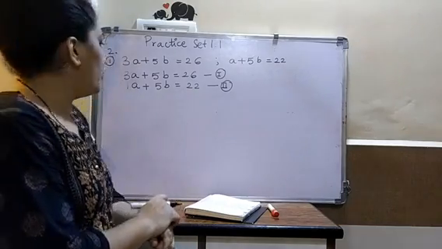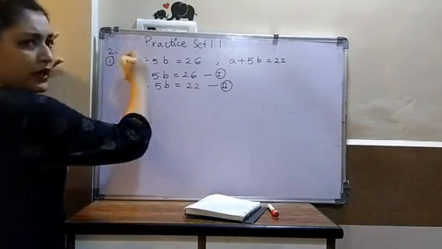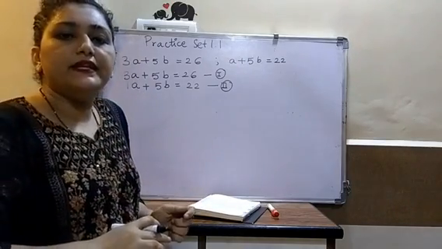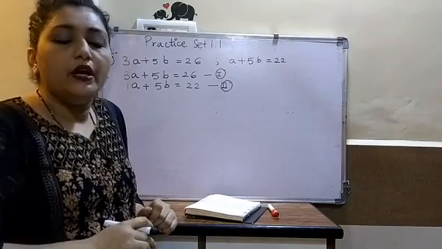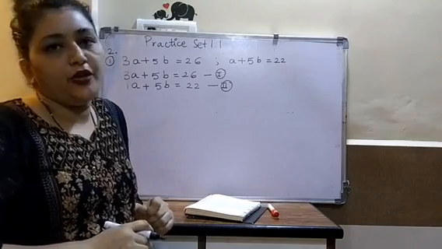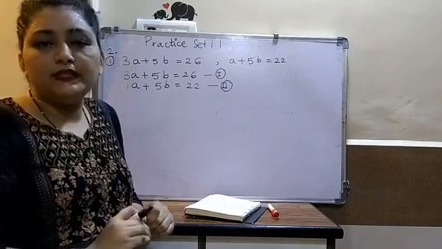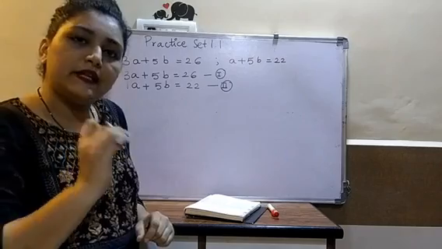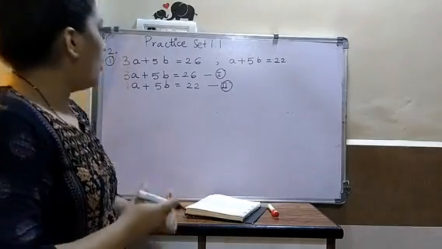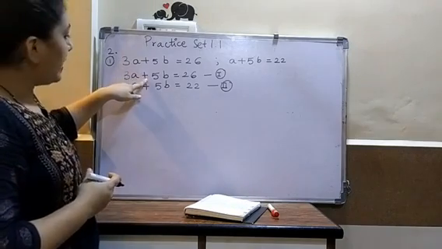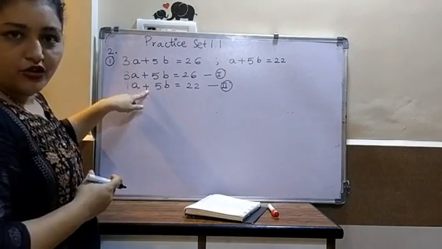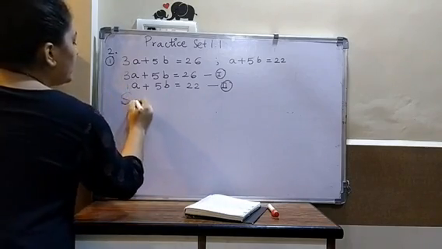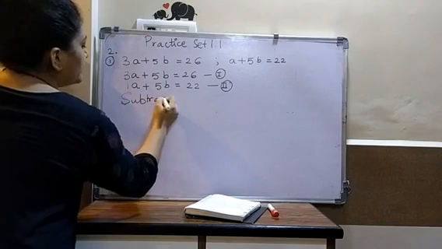Okay, then what you will do? You will start your second step. What is your second step? Your second step is to eliminate. Okay, now how are you going to eliminate? I told you, if opposite signs are there, you will add, and if same signs are there, you will subtract. So now I see that same signs are there. If same signs are there, then you will subtract.